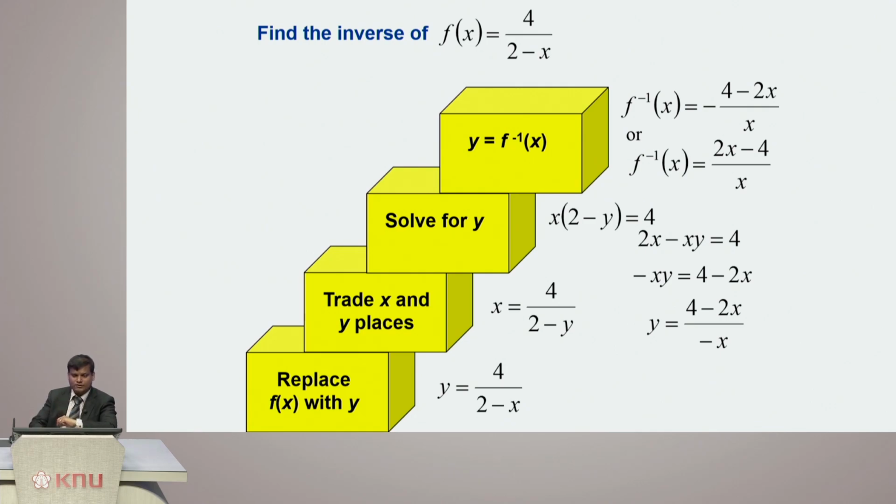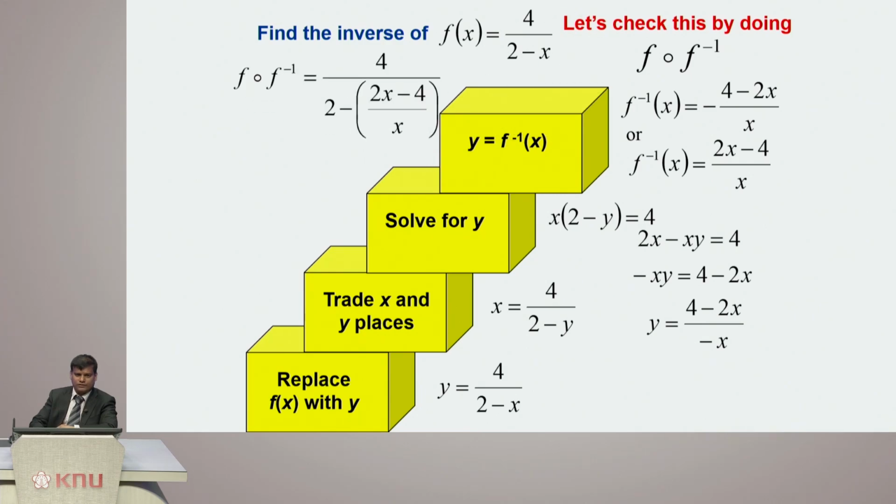That's quite simple here. Let's take another example and see how it looks. And also let's check f composite of f inverse, what it gives here. If you try to do this, you will have 4 by 2 minus 2x minus 4 by x. So that will yield you x. Yes, so we got it.